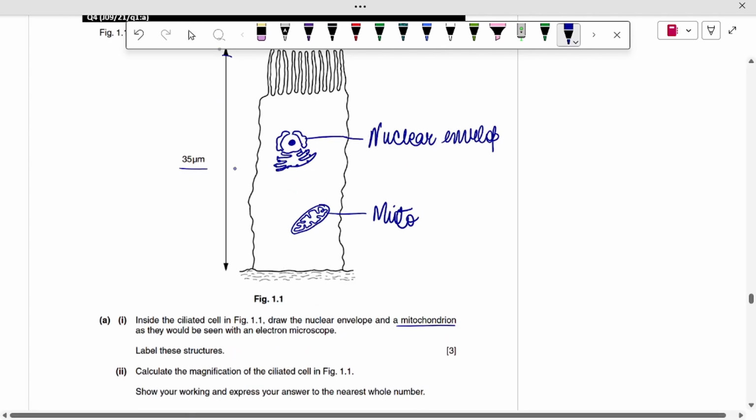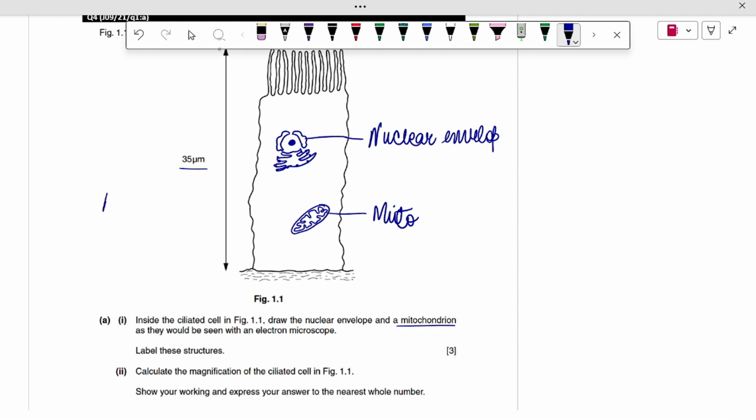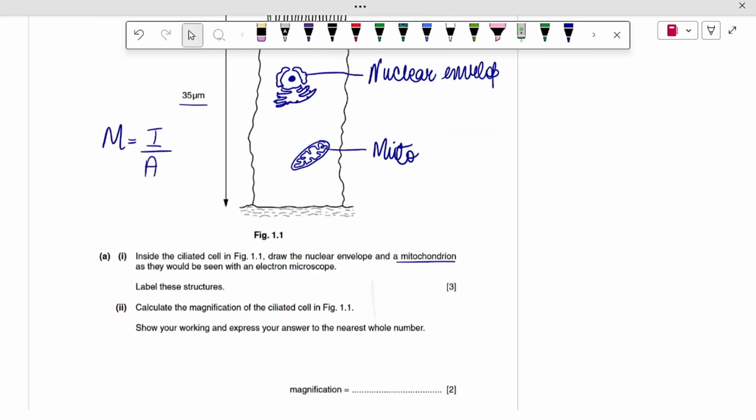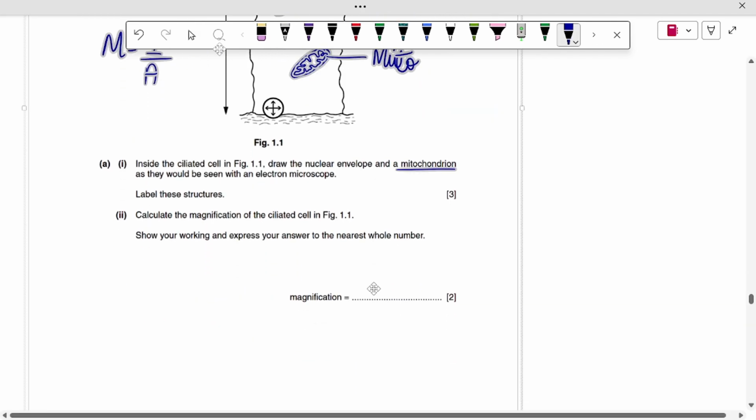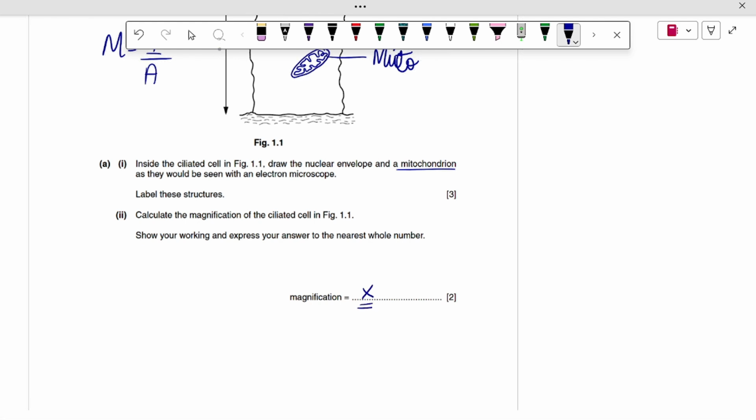You need to measure this line. सही लाइन आप मेजर करोगे, you'll get the image size. Then you're going to put the formula of magnification, that is image size divided by actual size, and then you're going to use your calculators to calculate the magnification. Magnification किस तरह लिखोगे? क्रॉस लगा के फिर वैल्यू लिखना है. Make sure to put this cross.